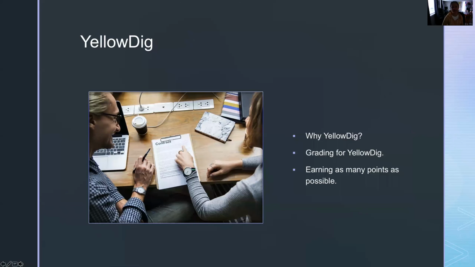Yellow Dig. Yellow Dig is a core feature of this course. Why Yellow Dig? Because it's easy points. It's worth 20% of your grade. It is super easy to get 200 points. I know you can think, oh gosh, this is like the last thing that I want to do. It is the least important. And that really couldn't be further from the truth.